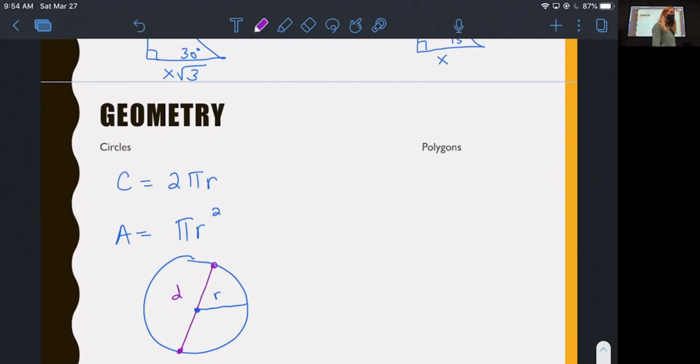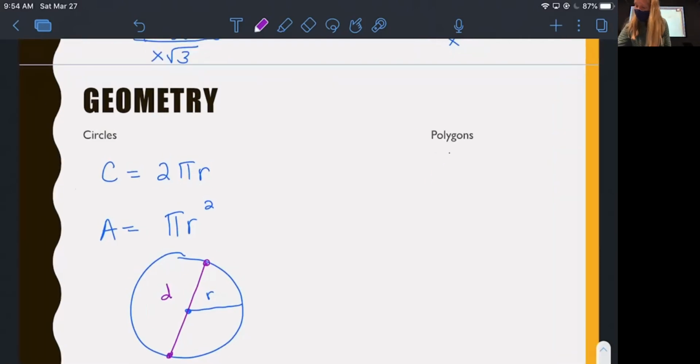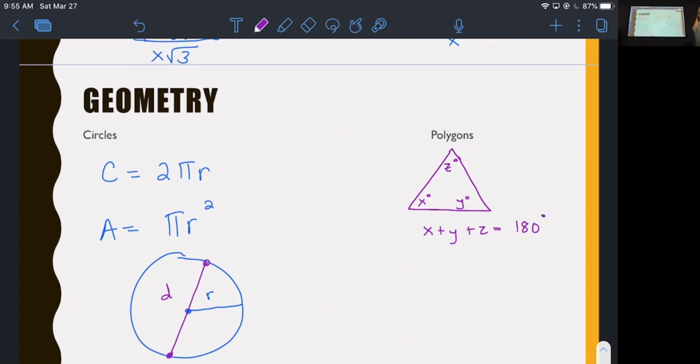Polygons start with triangles. What do the 3 angles add up to in a triangle? 180. That's the triangle sum theorem. So if you add up the 3 angles in a triangle, you get 180.